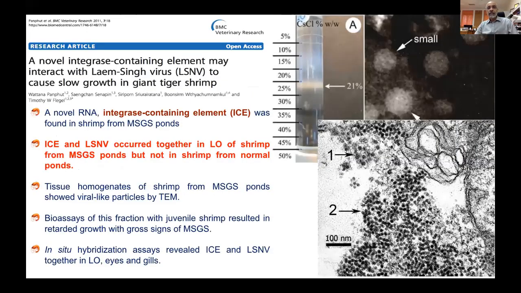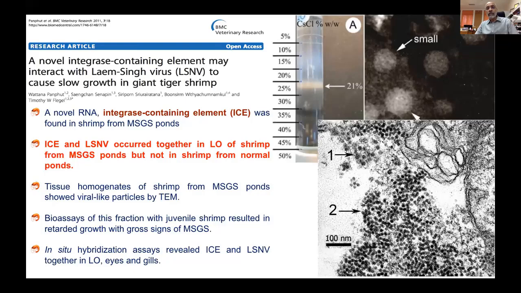But then things became much more complicated, because one of the groups came out with a new discovery. It's called the novel integrase containing element, or ICE. What they found is that it's also a viral-like element, the integrase containing element.